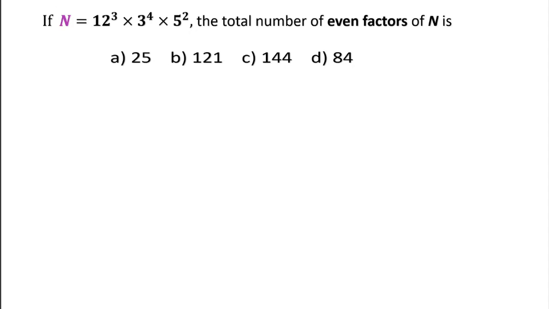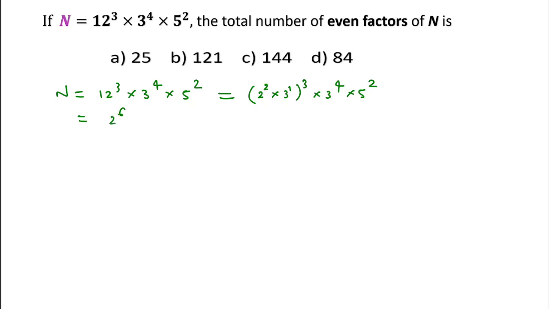We can write this n as 12 to the power 3 into 3 to the power 4 into 5 to the power 2. This 12 can be written as 2 to the power 2 into 3 to the power 1, and whole to the power 3 into 3 to the power 4 into 5 to the power 2. That is, we can write 2 to the power 6 and 3 to the power 7 into 5 to the power 2.